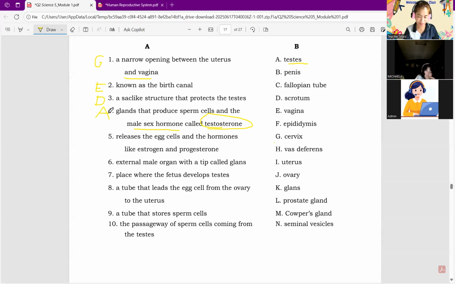So how about number 5? What do you think? What is the question? It says releases the egg cells and the hormones like estrogen and progesterone. What do you think is that? The part where it releases the egg cells. What do you think? Fallopian tube. Mm-hmm. It releases the egg cells and the hormones.